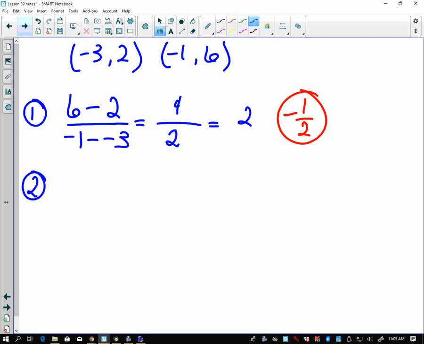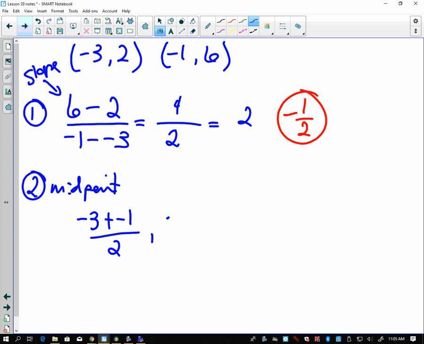What formula do I use? This was slope, and this is midpoint. Midpoint: x1 plus x2, right? -3 plus -1 divided by 2, and 2 plus 6 divided by 2. What's -3 plus -1? -4 divided by 2. -2. Then 2 plus 6 divided by 2. Did I mess something up?